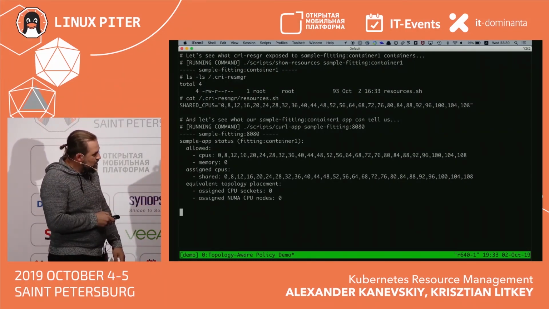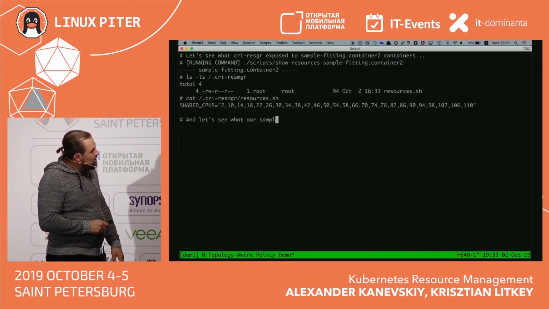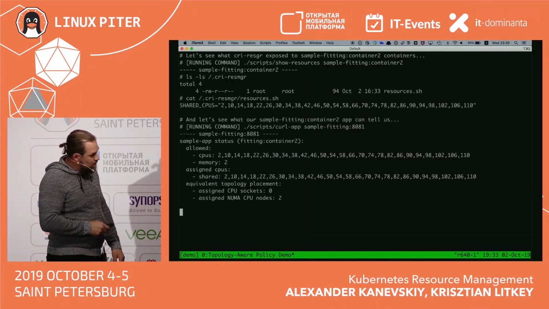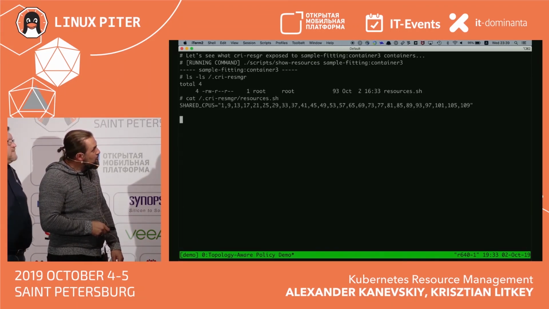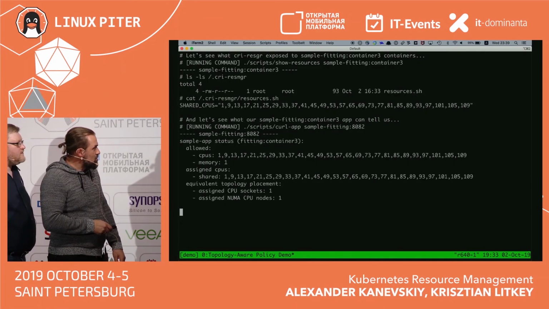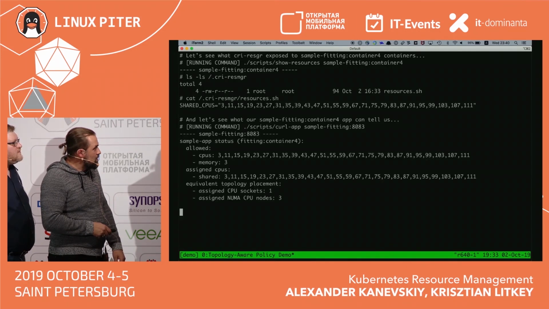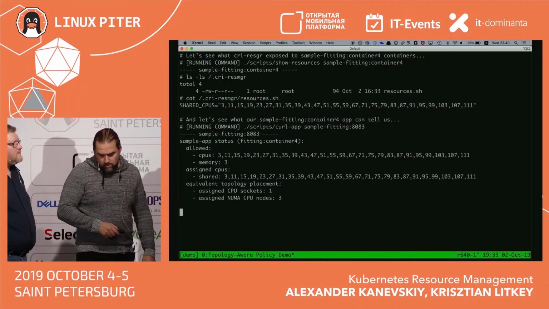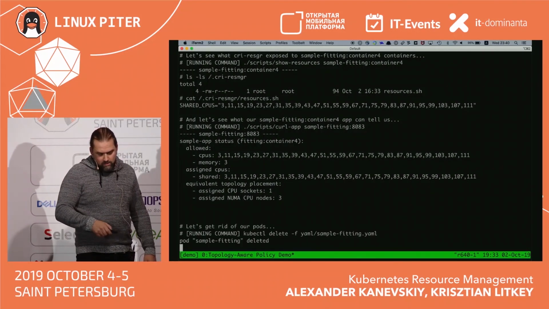So first one gets to NUMA node 0. Next one. Okay, that allocated to the same socket, but NUMA node 2. Third one. So CPU socket 1, NUMA node 1. And finally, CPU socket 1 and NUMA node 3. So basic spread out algorithm. Okay, we delete the pods.